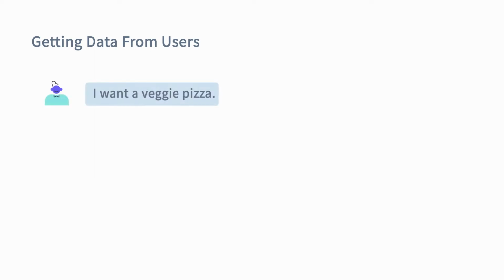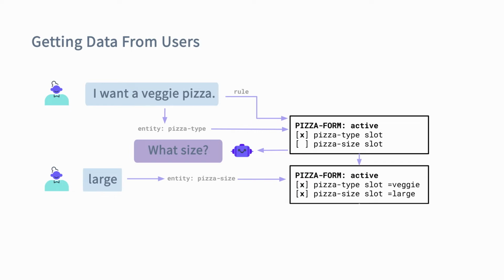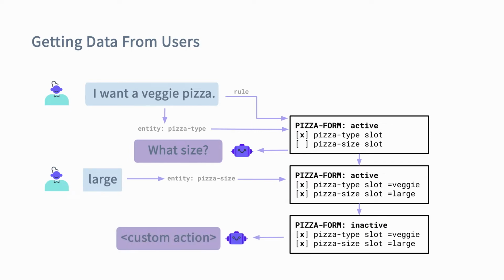If the user starts a form by saying, "I want to have a veggie pizza," then the rule will trigger the form loop, but the form will also be able to recognize that a pizza type entity is around. So that means it can already fill in a slot, and therefore it won't need to ask for this information anymore. And this is great because it means that the form will be shorter, saving the user some time. In this case, you only need to follow up by asking about the size of the pizza, and there's no need to ask for information that we already know.